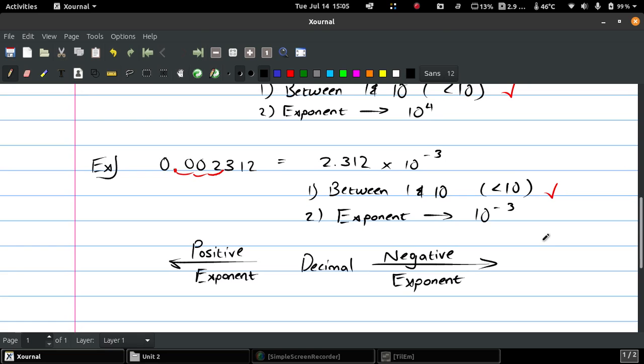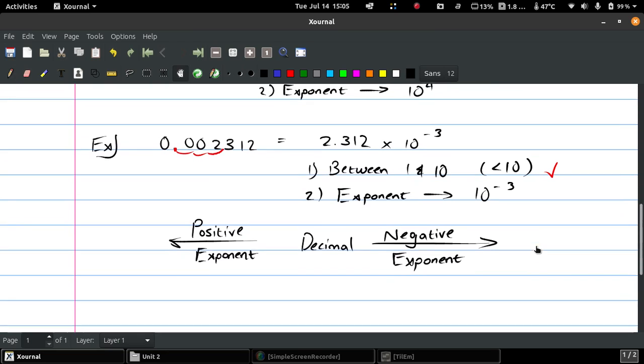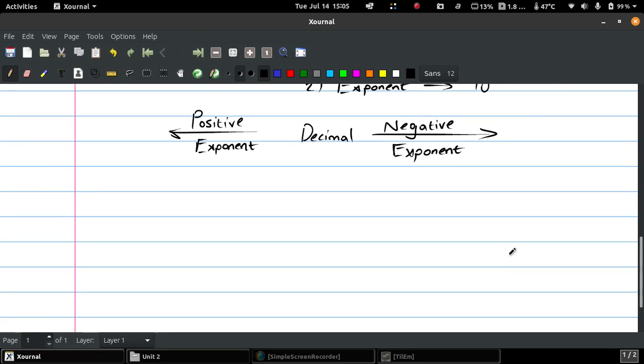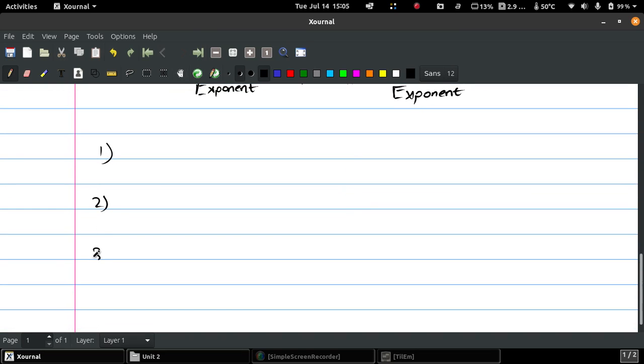You can do most of these in your head because it's all powers of 10, so you're really not changing any numbers. Alright, so I'm going to write a few examples down, and I want you to pause the video and try to solve these, and then when you're done, I'm going to give you the answers. I'm not really going to go over it because we did 2 examples already. But let me write these down.